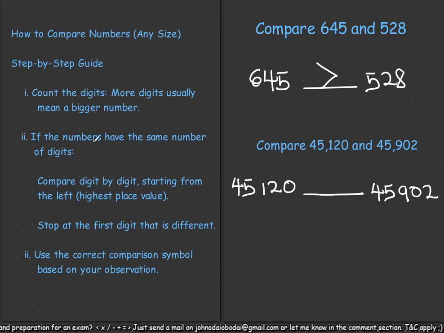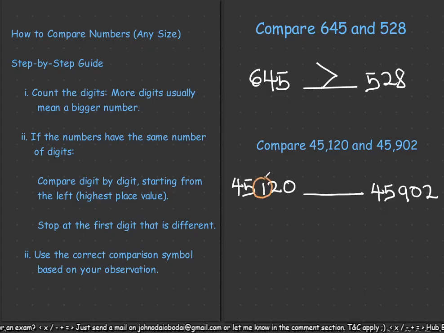Then we can now say, if the number of digits are the same, let's compare digit by digit. So we compare the first one to the first one and you realize they are both the same. There is a 4 here and there is also a 4 here. Then we go to the next digit. So there is 5 here and then there's also a 5 here. Wow, that is getting interesting. Then we look at the next digit. So there is 1 here and there is also a 9 over here.